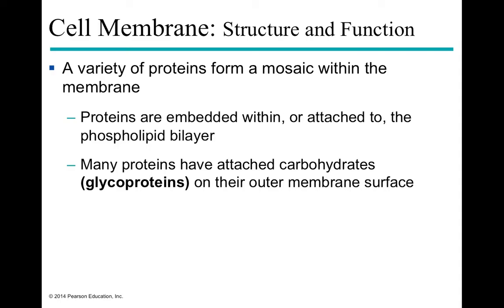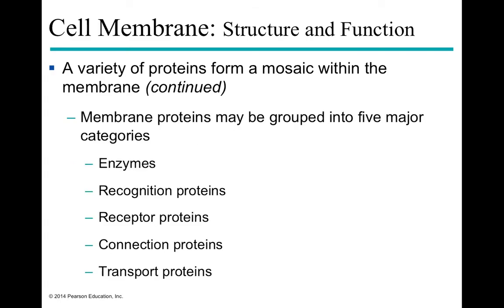Some proteins go all the way through, right? They're transmembrane. Some are just embedded in the membrane, right? Embedded in one side or embedded in the other side of the phospholipid bilayer. So maybe they're only embedded in one side and don't go all the way through. Some of those proteins have specialized carbohydrate regions. These are called glycoproteins, and those are going to be kind of identification proteins.